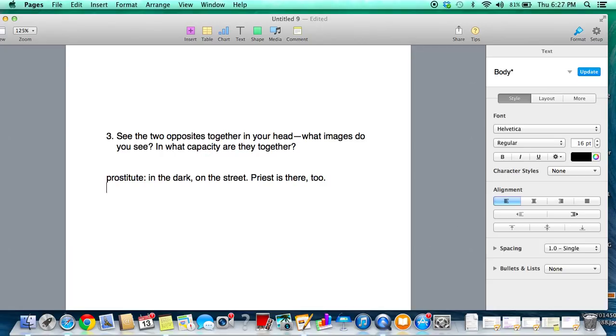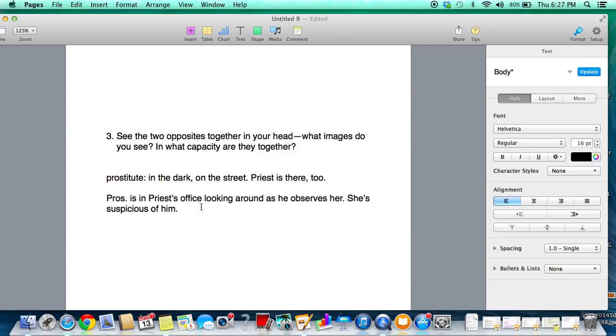Or wait, the next place I see them though is in his office. I'm just going to say the prostitute is in the priest's office, looking around as he observes her, and she's kind of suspicious of him, but they're in his office together. I see that. So that's how I see them together.